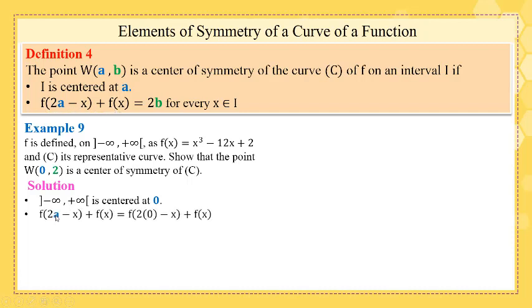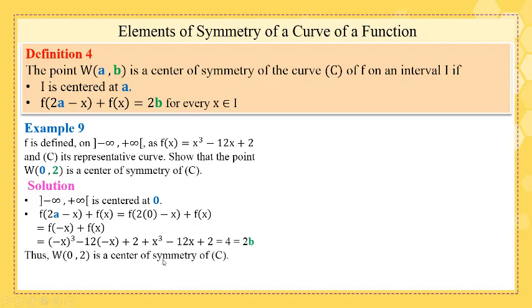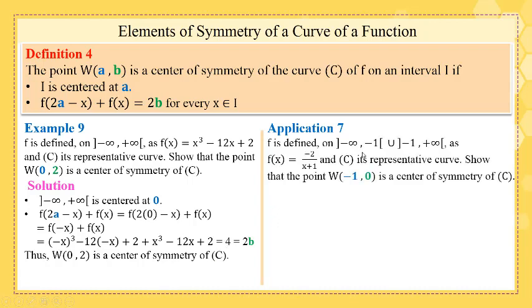That is, substitute a by its value, which is 0, to get f of minus x plus f of x. Substitute x by minus x and write the expression of f of x. Reduce this expression to get 4, which equals 2b. Don't forget that b equals 2. The two conditions are satisfied. Thus, W is a center of symmetry of C. Application. Please stop the video, then solve this application.